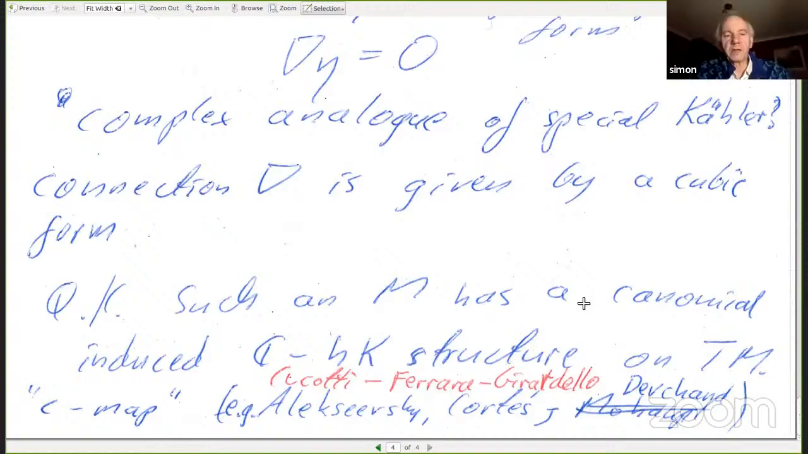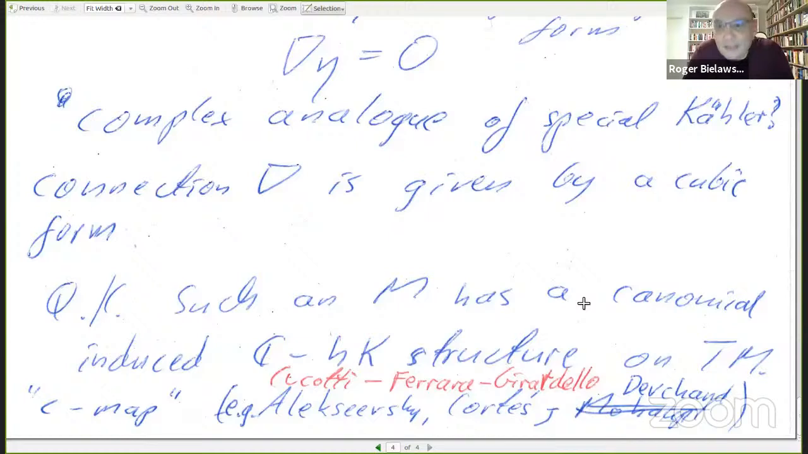Roger, are you saying that possibly M is just some sort of complexification of real special Kähler, or is that too naive? Yeah, I think it might be something like that; the complex hyperKähler is not necessarily a complexification. Yeah?